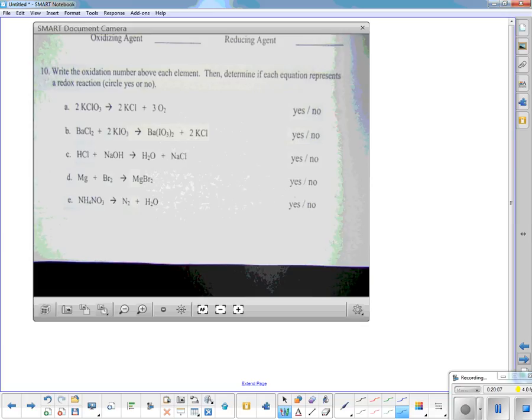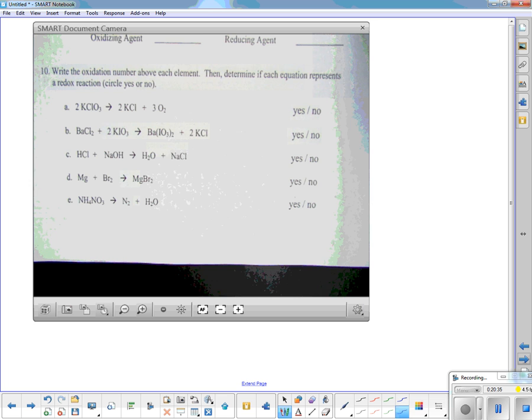The key here is on polyatomics, if the polyatomic changes side to side, then I know something changed in the charge. So if I go from an SO4 to an SO2, or if I go from a ClO3 to a ClO, I changed the charge on the chlorine. The oxygen didn't change, but the chlorine charge did. Okay, so those are just really quick ways to look and see if it's a redox reaction.